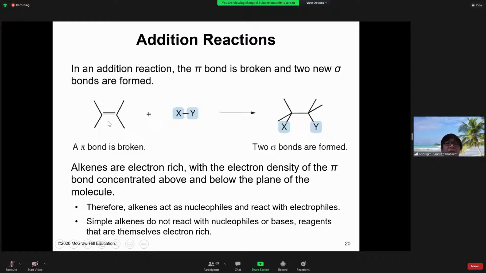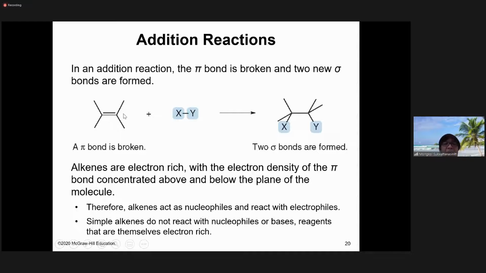So after the addition, you see the double bond turns into a single bond. And there are two new groups, in this case X and Y, added to the alkene. And you can see that in addition reaction, you don't get any other byproduct, unlike the substitution reaction that you have learned in alkyl halides, where you get some other byproduct formed from the leaving group, right? But in this case, everything combines to form one compound here.